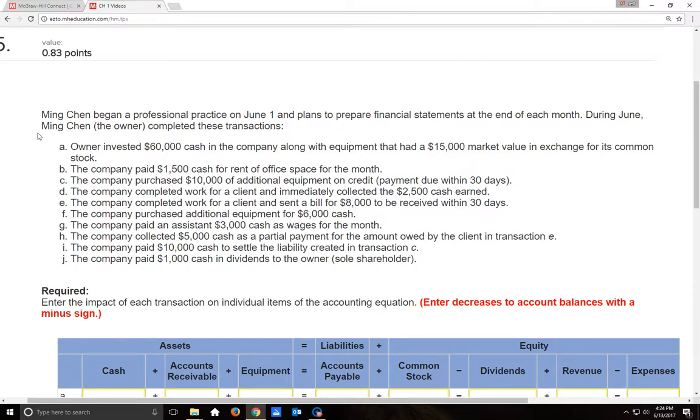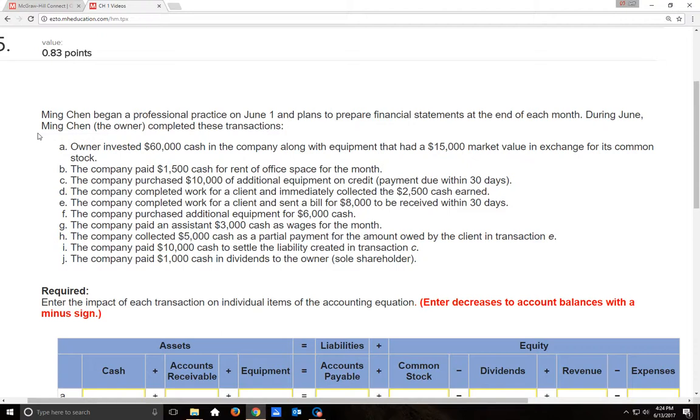This is Chapter 1, Exercise 1-13, Identifying Effects of Transactions Using the Accounting Equation. The problem reads, Ming Chen began a professional practice on June 1st and plans to prepare financial statements at the end of the month. During June, Ming Chen, the owner, completed these transactions. We're then given a list of transactions A through J, and asked to enter the impact of each transaction on individual items of the accounting equation. Enter decreases to account balances with a minus sign.